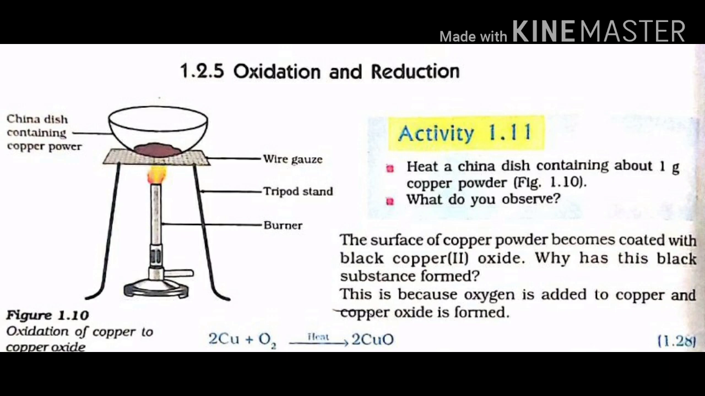Take a china dish with 1 gram of copper powder. Heat it on a Bunsen burner. Observe what happens. On heating, the surface of copper powder becomes coated with black color copper 2 oxide. This is because oxygen is added to copper and copper oxide is formed. Equation for this oxidation reaction is 2Cu plus O2 gives 2CuO.